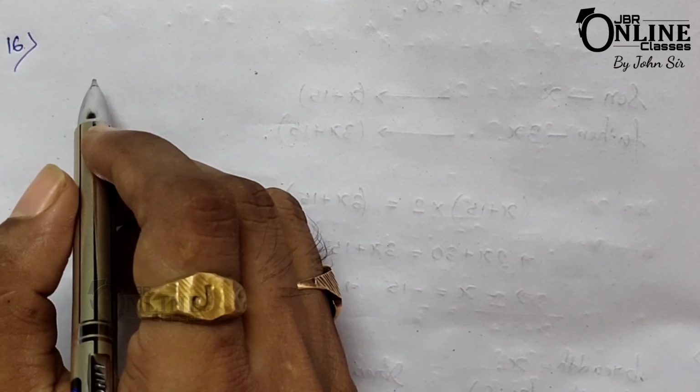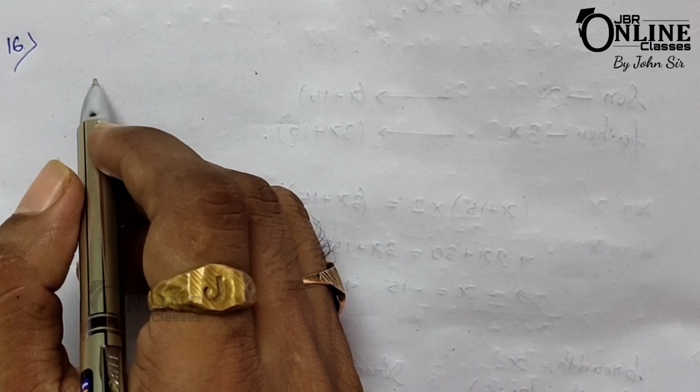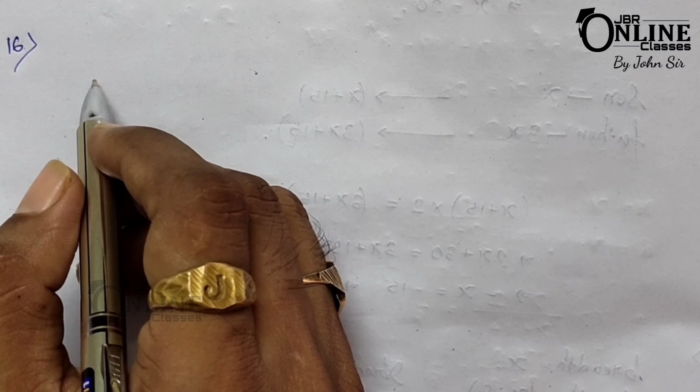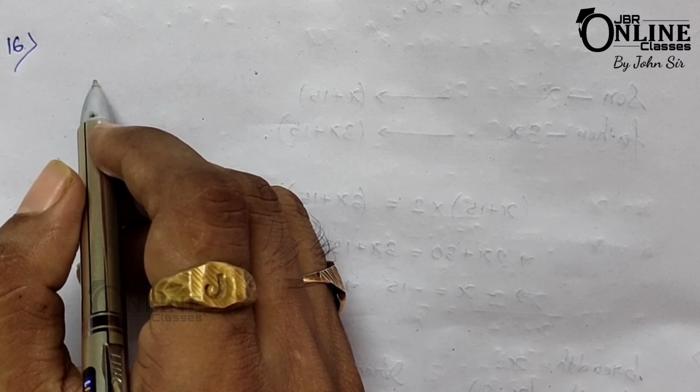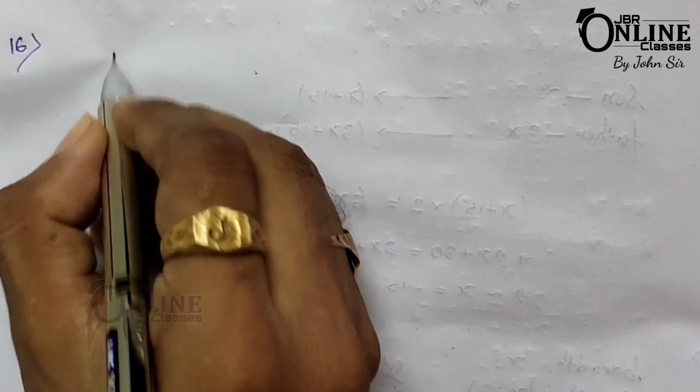Sum number 16. A boat takes 9 hours to travel a distance upstream and takes 3 hours to travel the same distance downstream. The speed of the boat.